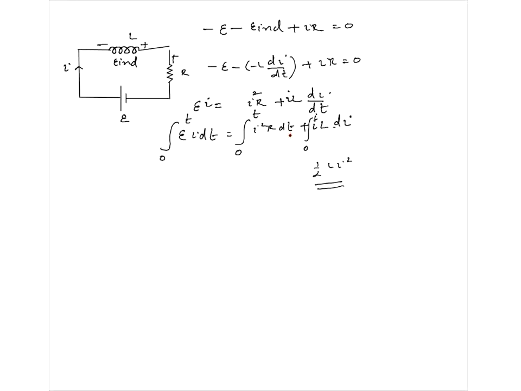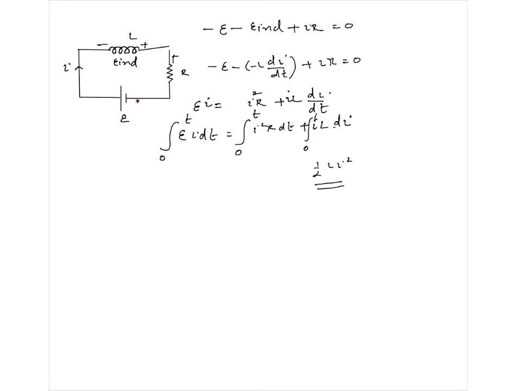0 to t integral I square r dt. You know what is I square r? It's the power consumed by the resistor. And I square r dt will be the energy. When we say from 0 to t, it's the total energy consumed by the resistor from 0 time to t time. You know what is EI?